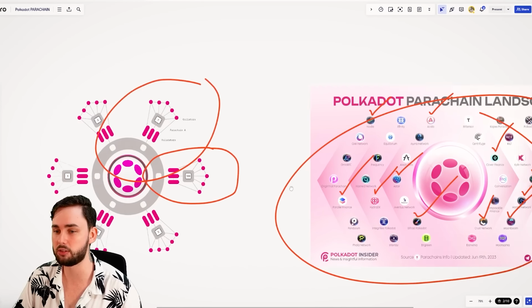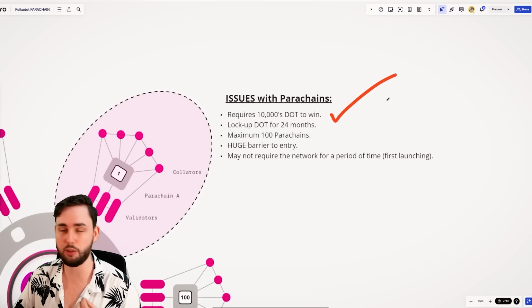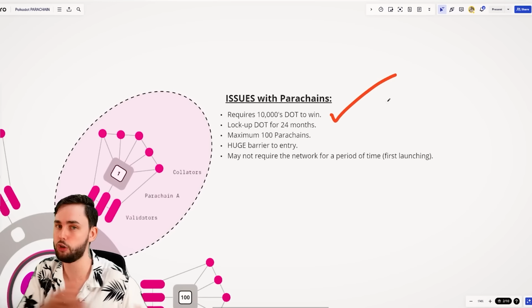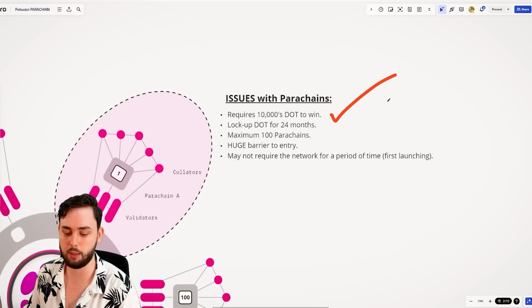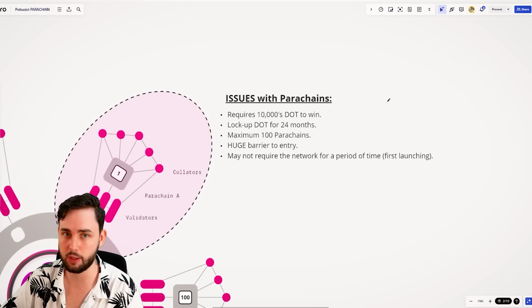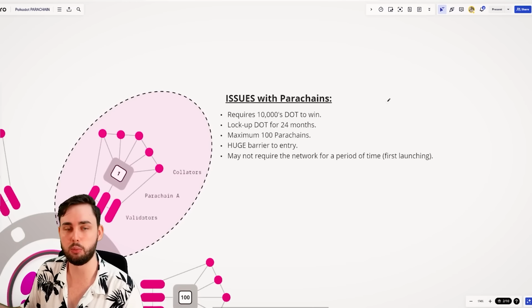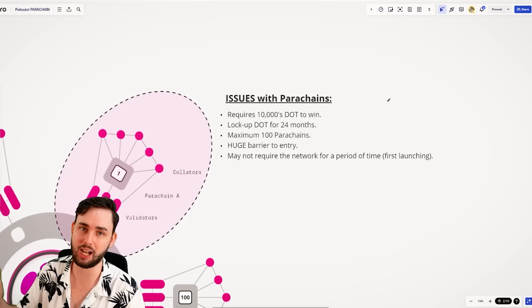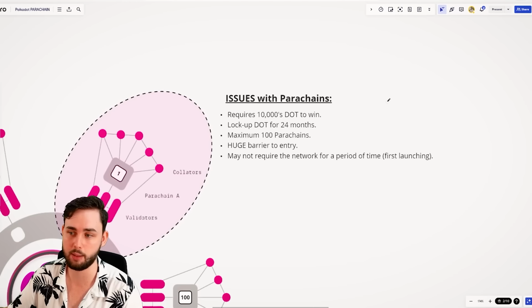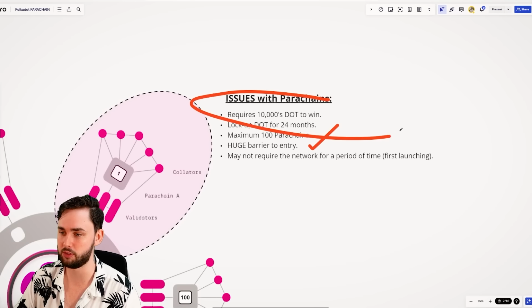So one of these guys. But the issue, of course, is that, first of all, you have to have tens of thousands of DOT to be able to win. If you're a new project, you're going to have to raise a fair bit of money, and you can't compete with the guys like Astar, Moonbeam, and so on, who have been able to acquire a lot of this revenue over the course of the last 2 years. Again, you have a maximum lock-up of 24 months, and there's only a maximum of 100 of these things to be hooked up at one time. There's a huge barrier to entry given all of this information.